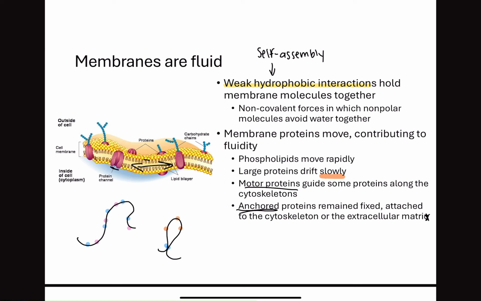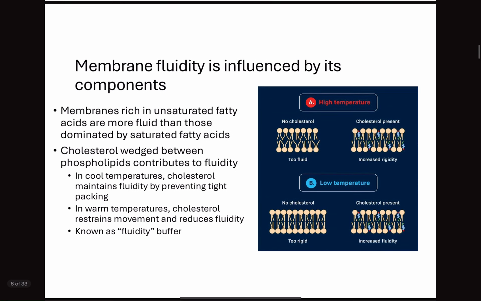So the fluidity of our membrane is actually going to be influenced by its components. We've already established that our membrane is really dynamic and fluid, and that part of its fluidity is due to its components. But we have differences in our membranes, such as the amount of saturated and unsaturated fatty acids that it's made up of. When we have more unsaturated fatty acids, the membrane is going to be more fluid than a membrane that has more saturated fatty acids.